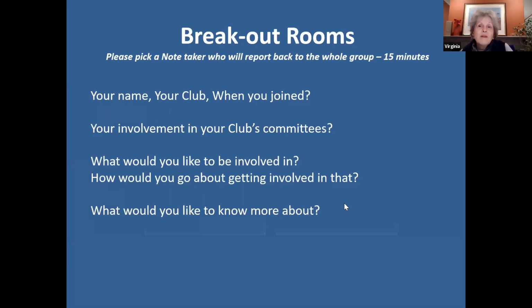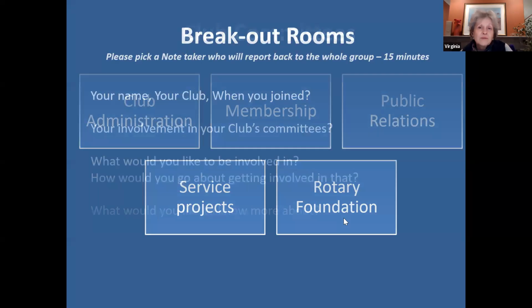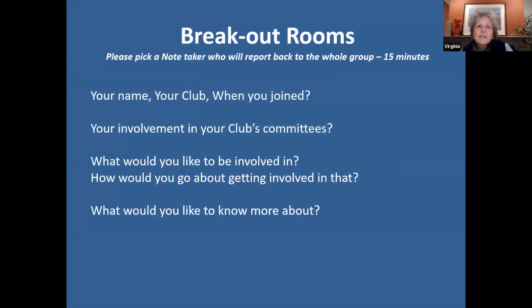So we have a number of facilitators. Please pick a note taker in your breakout group, and I'll ask that person to report back to the whole group. So you have 15 minutes, and then we'll come back and report and have some time to give everyone the key takeaways from your group. Any questions? Or are we good?